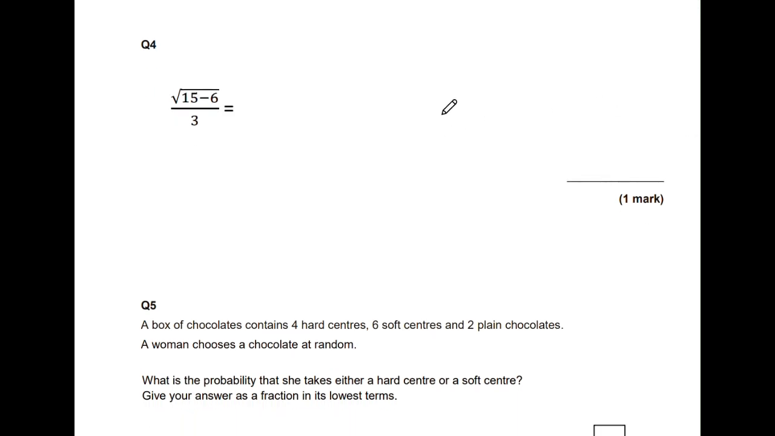Question 4. The square root of 15 minus 6 all divided by 3. So we need to remember our BIDMAS. We haven't got any brackets, but we do sort of have an indices. So we're going to do our 15 take away 6 will give us 9. So it's the square root of 9 over 3. And the square root of 9 is 3. So it's 3 over 3, which will give us 1.